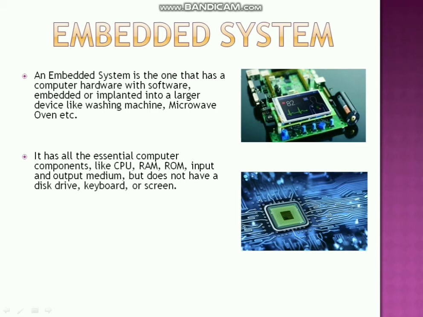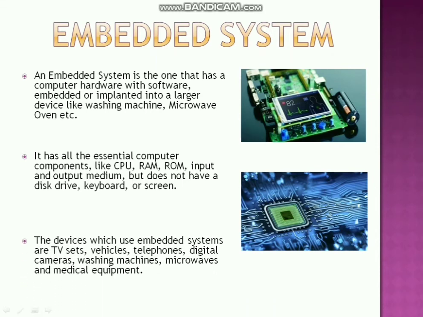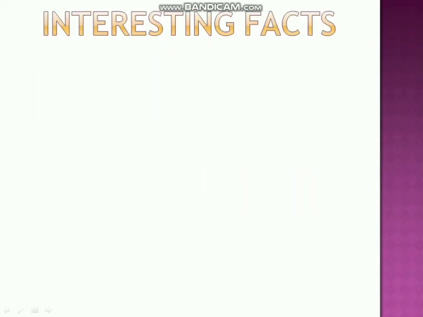Disk drive, local disk, CD, all those are disk drives. You will not have that in an embedded system, and you will not have a keyboard or a screen in that, but you have other kinds of input and output medium. The devices which use embedded systems are TV sets, vehicles, telephones, digital cameras, washing machines, microwave ovens and medical equipment.